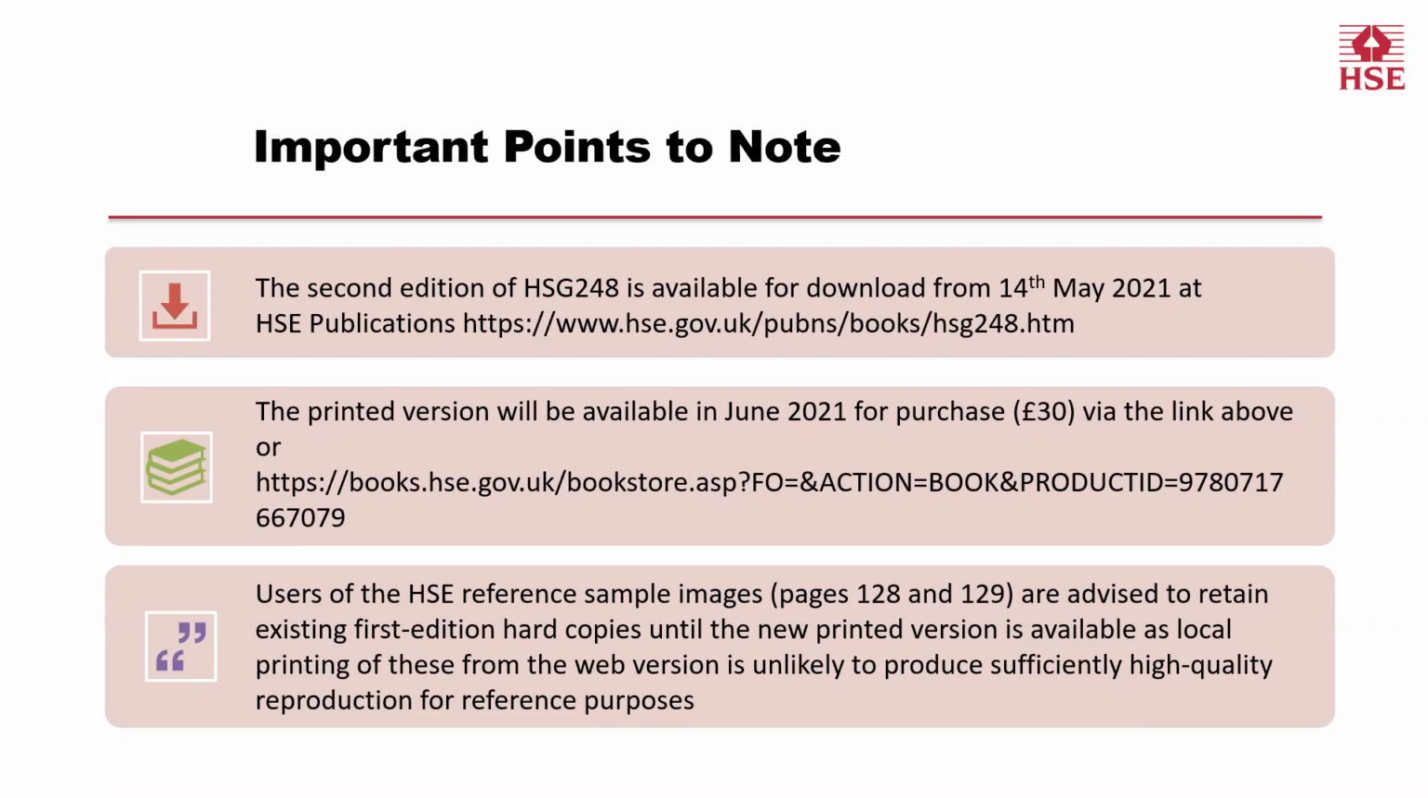But again, just put in HSG248 and you'll easily be able to find where to pre-order the publication or purchase it when it becomes available as a printed version. There's a deliberate delay before the print run, and this is in case of any corrections that are spotted by readers. If you do spot anything that's incorrect, please let me know or let any of your contacts for UKAS know, and we can get those sorted.